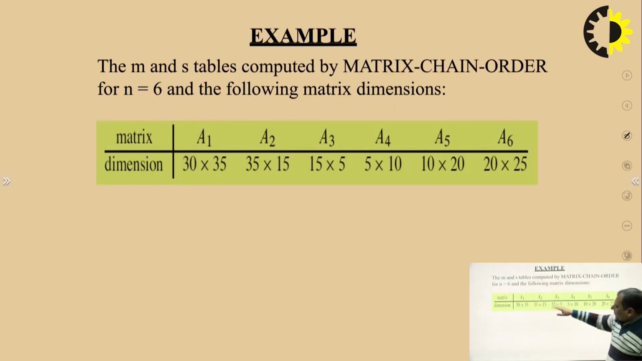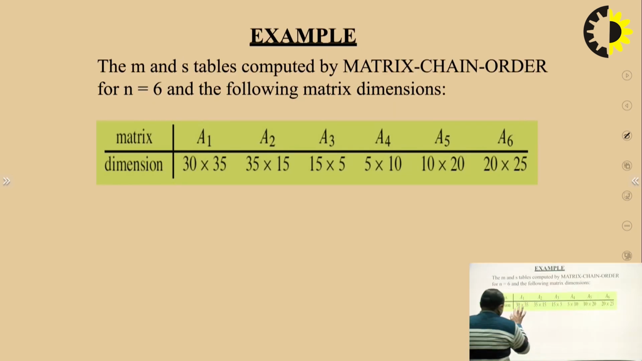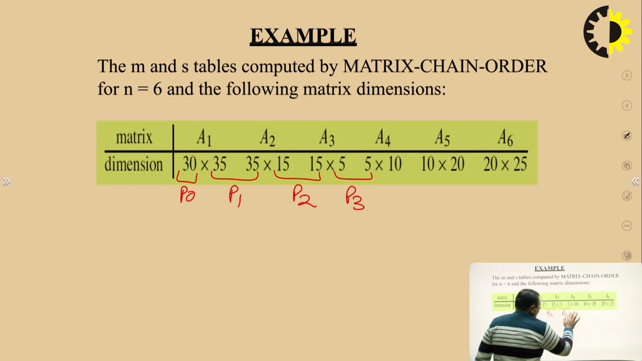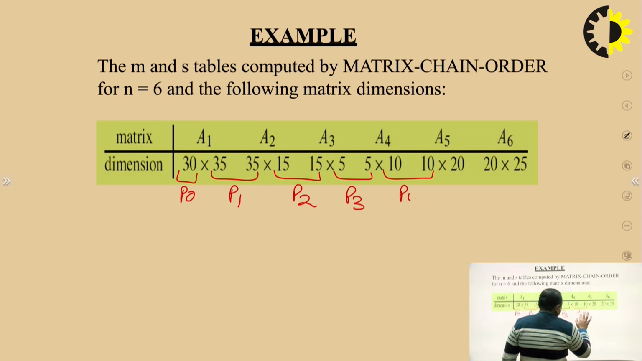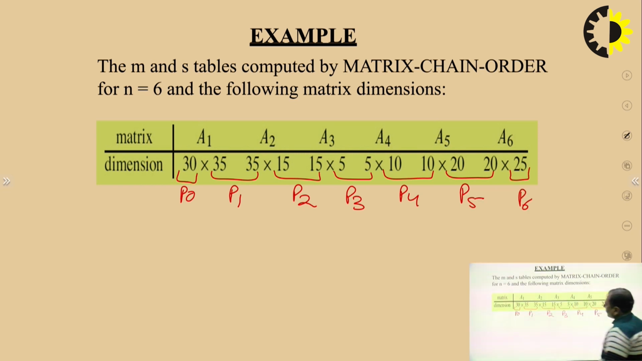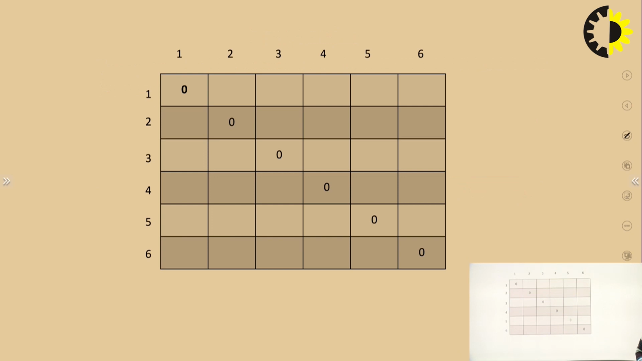So this is the given matrix. Here we can say this is P0, this is P0, this is P1, this is P2, P3, P4, this is P5, and this is P6. Okay, so by this we can calculate the values of P0 up to P6.